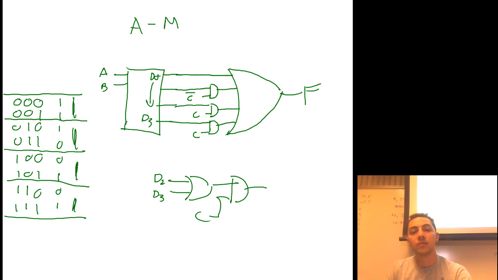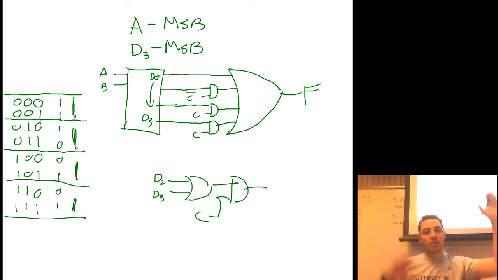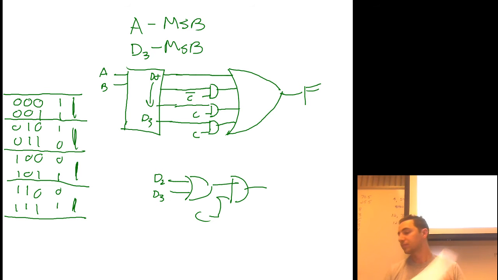A, most significant bit. D3, most significant bit. So to make sure that my A's and B's match up with my D0s and D7s and so forth. All right. Not last question. Next question.